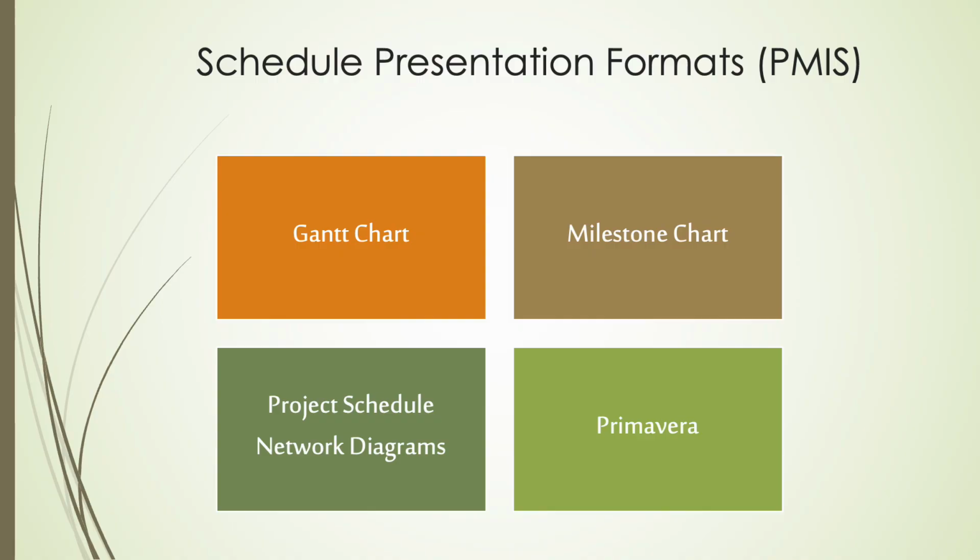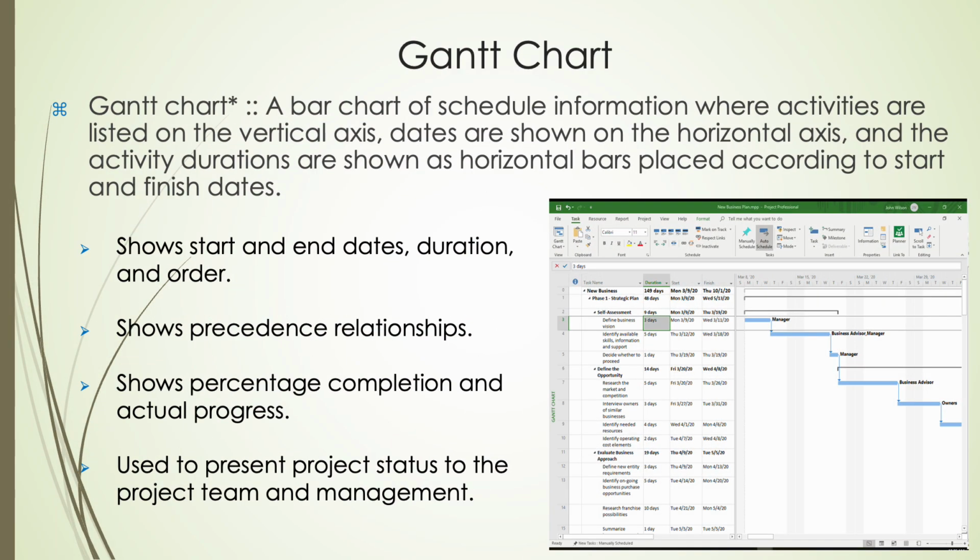Network diagrams such as PERT or CPM map out task sequences and dependencies, helping identify the critical path that determines the project's minimum completion time. Primavera, a powerful project management software, combines scheduling, resource management, and risk analysis, making it invaluable for handling large, complex projects. A Gantt chart is a powerful project management tool that visually represents a project schedule.